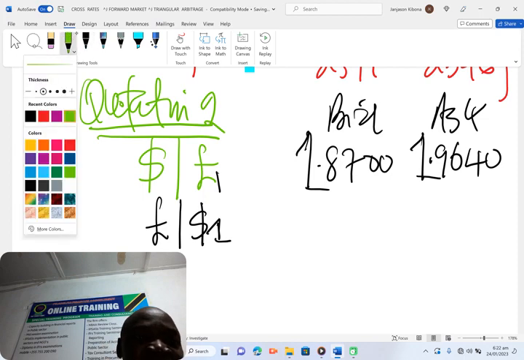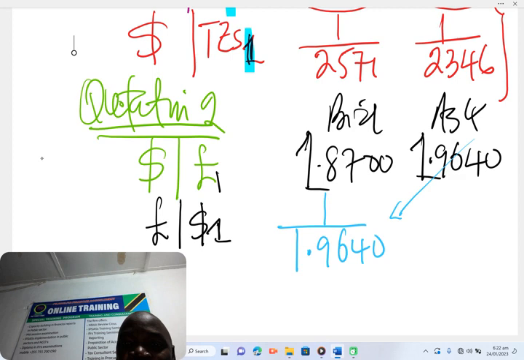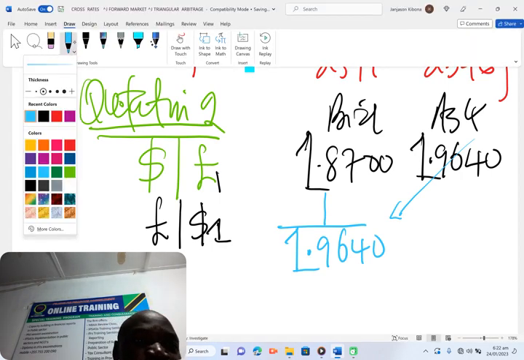Remember now this procedure. You take this one this way. You see that 1 over 1.964. This is a bid price when a dollar is a trading currency. Am I clear? Again, you move to the second aspect as follows.